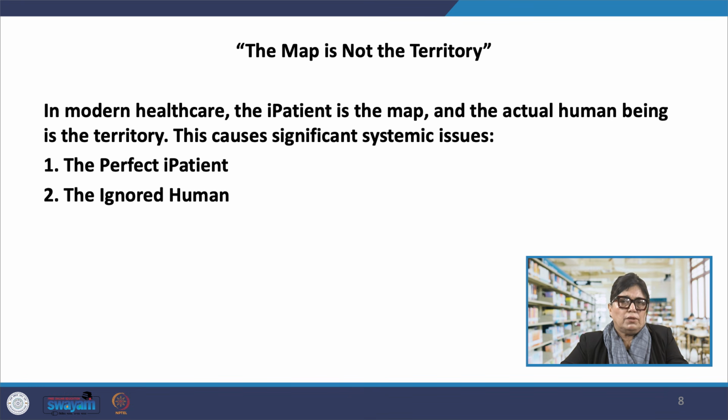The ignored human. Meanwhile, the actual patient lying in the room may be visibly uncomfortable, terrified, or showing subtle physical signs of decline, such as shifting skin temperature or breathing patterns that an automated lab value has not yet caught.